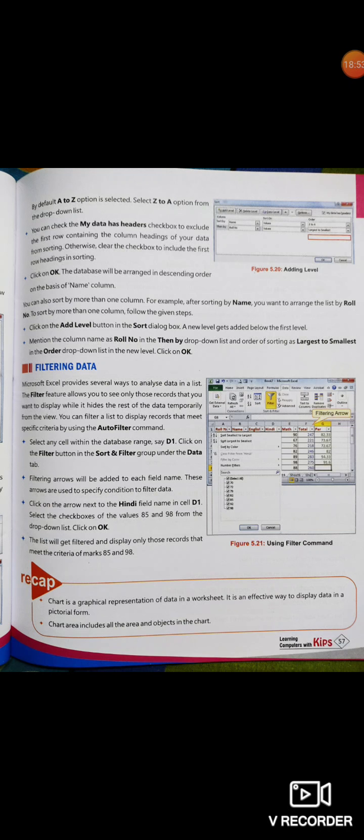First, we have to select any cell within the database range, suppose D1. Okay. Now we have to click on the filter button in the sort and filter group under the data tab. The filtering arrows will be added to each field name. These arrows are used to specify conditions to filter data. Next, click on the arrow next to the Hindi field name in cell D1 and select the checkboxes of the values 85 and 98 from the drop down list. Then we have to click on the OK button. The list will get filtered and display only those records that meet the criteria of marks 85 and 98.